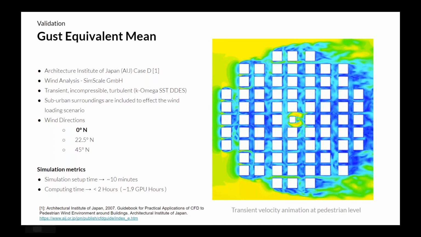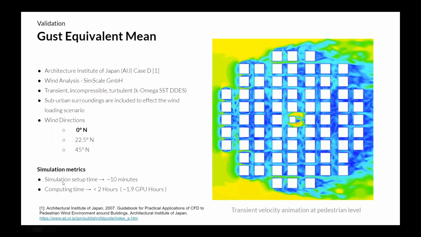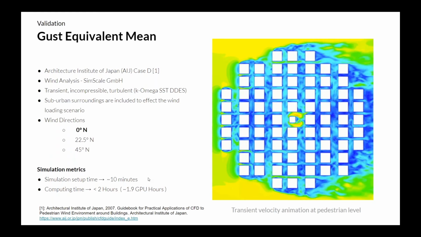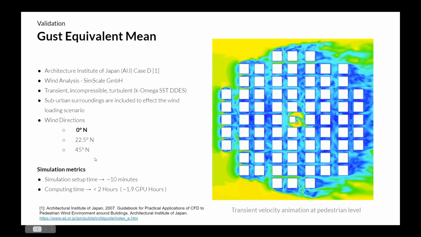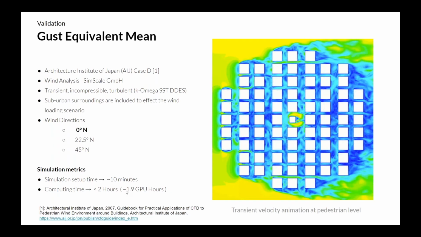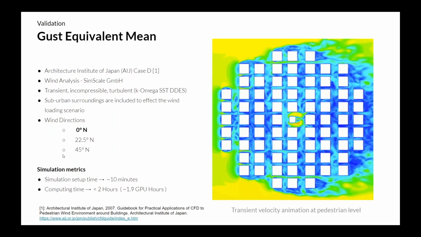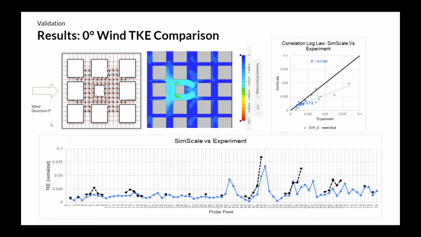So in this case, as always, setup time is super fast with the pedestrian wind comfort analysis on SimScale, about 10 minutes. But more importantly, the computing time is under 2 hours for this case here. So the cost would be 1.9 GPU hours. And then on the results, we also compared the mean velocity, which even has a better correlation than what we see here for the turbulent kinetic energy. But let's focus today on the turbulent kinetic energy.